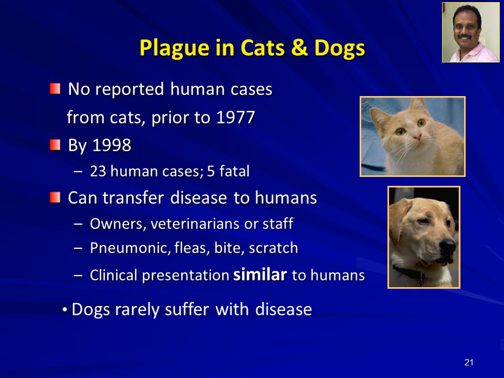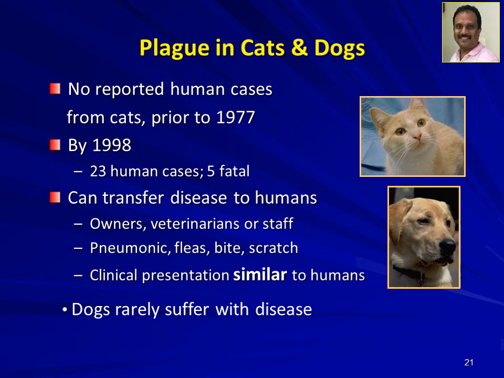Most of the times it would be in the form of pneumonic plague, and it can also be transmitted by flea bites and by scratches of the animals. The clinical presentation is similar among the animals to that in human beings. Dogs rarely suffer from the disease, so the attribution of infected dogs to human disease is a bit rare.